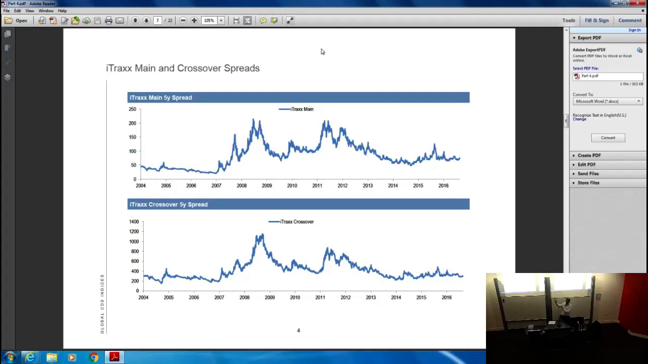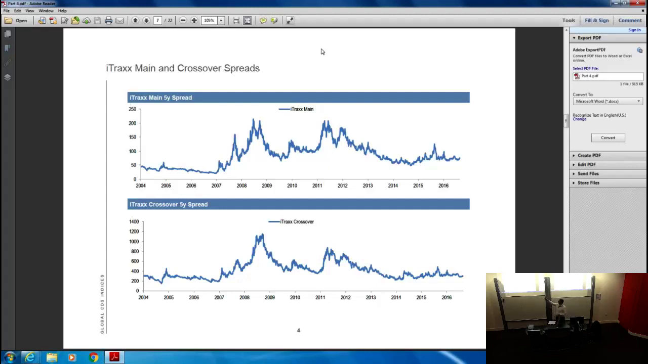You had the sovereign crisis in 2011, 2012. Spreads go up again, then they start settling back down. And then recently, end of 2015, you had the global growth slowdown concerns over commodities, concerns over the US, concerns over China. And now spreads have settled back down following that, and around about 50, 60 basis points type of area.